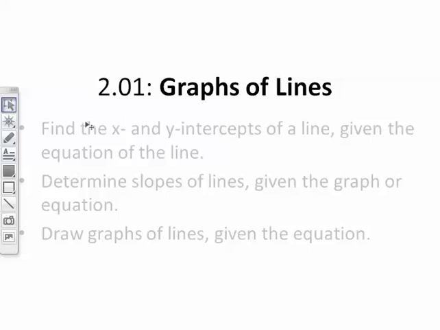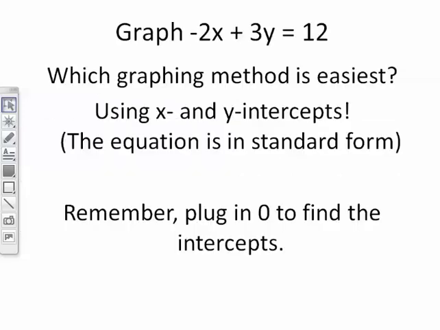So, what are we doing? In Unit 2, we're going to start talking about graphing of lines. Now, there's several ways that you can do the graphing of lines. First one talks about finding the x and the y intercepts of a line given the equation of the line. Then, determining the slopes of the lines given the graph of an equation. And the last one is drawing the graphs of lines given the equation. So I want to look at all three of those different topics, okay?